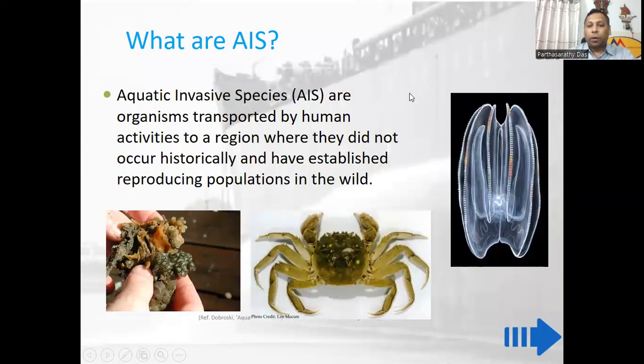Now, we are concerned about the exchange of the ballast, and why we are concerned is basically about the AIS. And what is AIS? These are aquatic invasive species, which are organisms transported by human activities to regions where they don't actually belong. Because of the history of the organisms, they do not belong to that part and are carried by our act. By such carrying, they became inhabitants of a new place, which was not their original area for living.